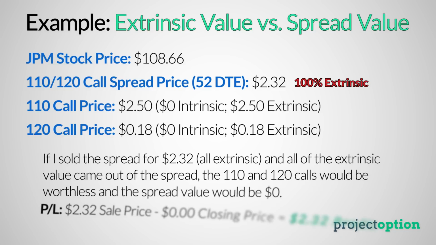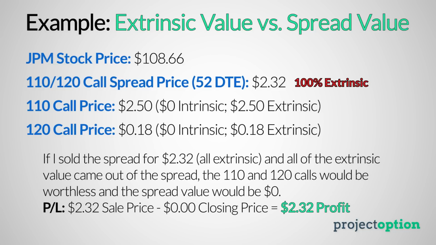That means that this 110, 120 call spread is 100% extrinsic value. That means that if I sold the 110, 120 call spread for $2.32, all of which being extrinsic, and those options lost all of their extrinsic value and went to $0, I would have a $2.32 profit on this credit spread, because if I sell a call spread for $2.32 and its price goes to $0, I'll have a $2.32 profit per spread. So again, in this example, the maximum profit potential occurs from all of the extrinsic value coming out of the vertical spread's options.